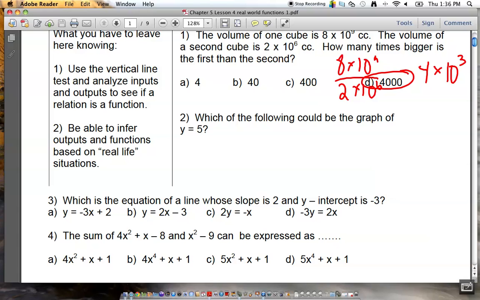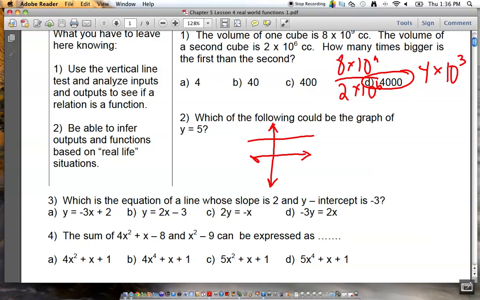Which could be the graph of y equals 5? We've got our hands. You're going to do one of two things. You're either going to hold your hand like this, or you're going to hold your hand like this. Which way does y equals 5 go? Oh, we apparently don't know how to do this. This is y equals 5.